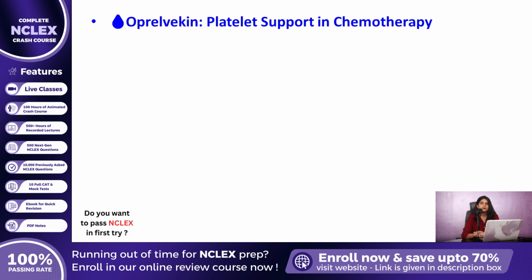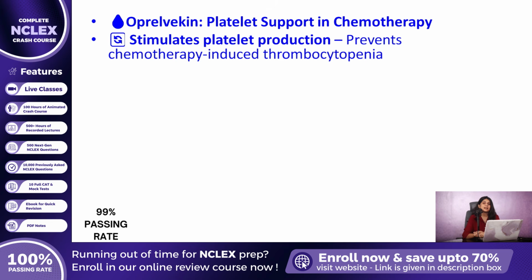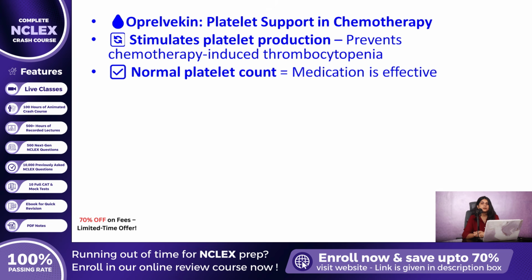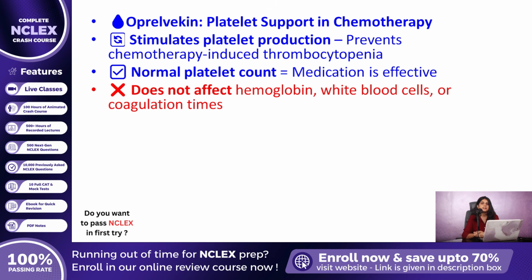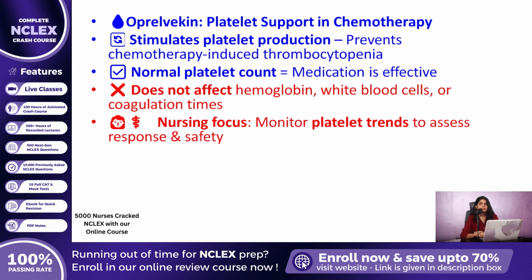The rationale is that Oprelvekin is a thrombopoietic growth factor, used to stimulate platelet production in clients at risk for chemotherapy-induced thrombocytopenia. A platelet count within the normal range indicates that the medication is effectively preventing bleeding complications. Oprelvekin does not influence hemoglobin, white blood cell counts, or coagulation times, so those values are not relevant to its efficacy. Nurses should monitor platelet trends closely to evaluate the therapeutic benefit and safety of the medication.